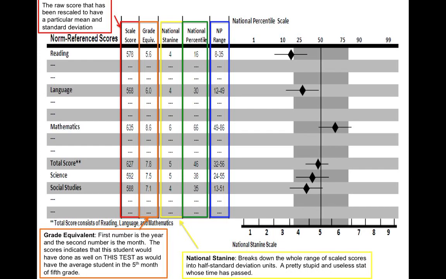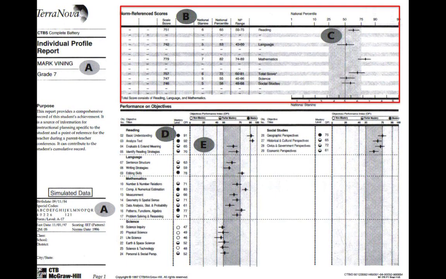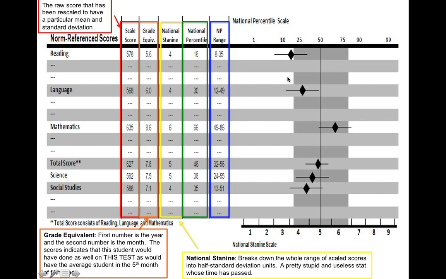Now, if we go back to this, I'm going to take this highlighted section in red, and I just made a version that's a little cleaner, a little easier to read. If you look right here, I have 5 different scores: scale score, grade equivalent score, national stanine, national percentile, and national percentile range. Then I have these diamonds, these numbers, this little scale down here, and content areas, and a whole bunch of stuff.